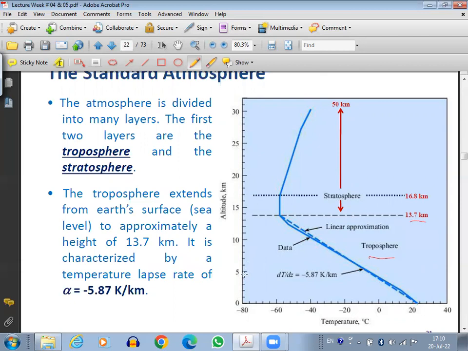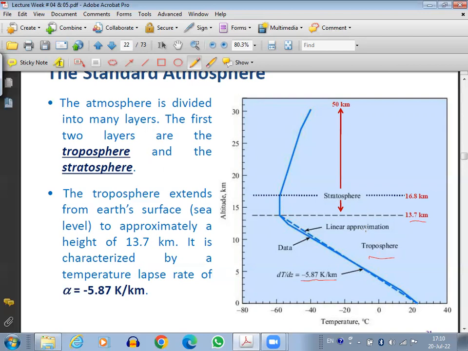From sea level to 13.7 kilometers, we have the troposphere, and it follows a specific trend: about a 5.87 Kelvin drop of temperature per kilometer. So every kilometer you move up, there is about a 5.87 Kelvin drop of temperature. This continues in the troposphere until you reach 13.7 kilometers, and then the troposphere finishes and we enter the stratosphere.